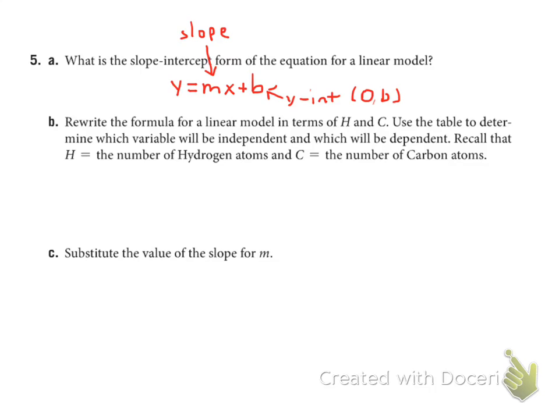So the y is the dependent one. Does the number of carbons depend on the number of hydrogen atoms? Oh, no, I guess not. If you go back to what we did in number 4, for every carbon atom that's added, 2 more hydrogen atoms are added. So the number of hydrogen atoms depends on how many carbon atoms there are. So H is dependent, that means it's the Y. C then is independent. So there it is with the H and the C.